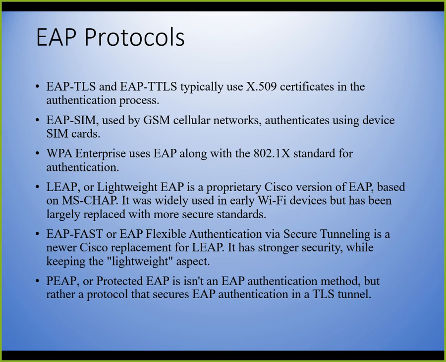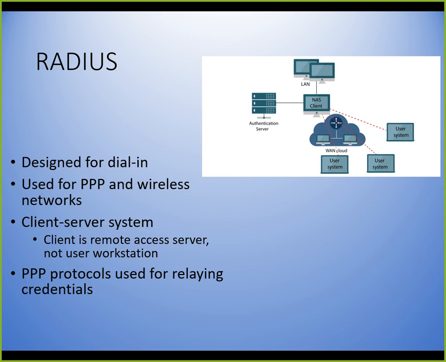EAP-FAST, Extensible Authentication Protocol, Flexible Authentication via Secure Tunneling, a mouthful. It's a newer replacement for LEAP, with stronger security, and it keeps the lightweight access. And then PEAP, Protected Extensible Authentication Protocol, isn't a method but a protocol that secures the authentication in the TLS tunnel. It creates the tunnel before any of the processing takes place. So there are a number of different extensible protocols.